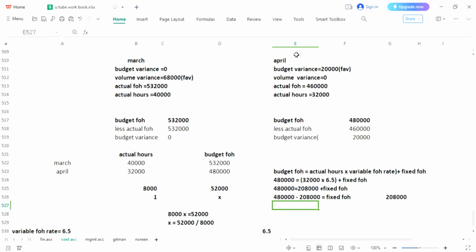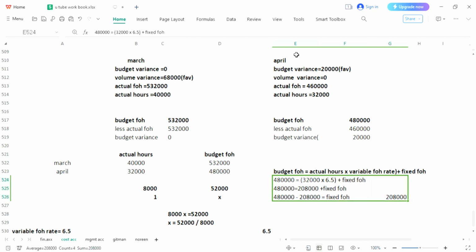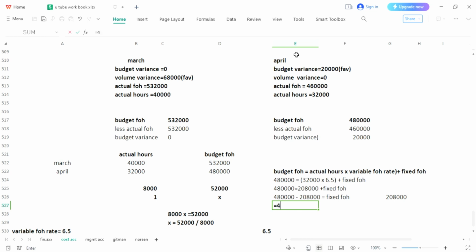Next step is to calculate 480,000 minus 208,000. Okay. Now what have you done? 480,000 minus 208,000. So we have got our amount 272,000, which is our fixed FH.